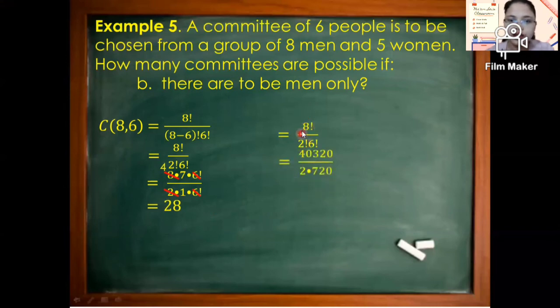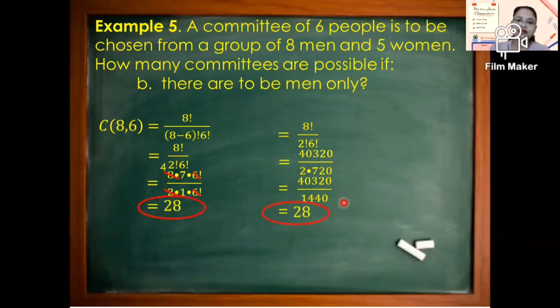Direct computation, 8 factorial is 40,320. 2 factorial is 2. 6 factorial is 720 times 2. That is 1,440. 40,320 divided by 1,440. The answer is also 28. Okay? So you could choose kung ano po yung gusto ninyong gamitin sa computation sa inyong mga LAS.